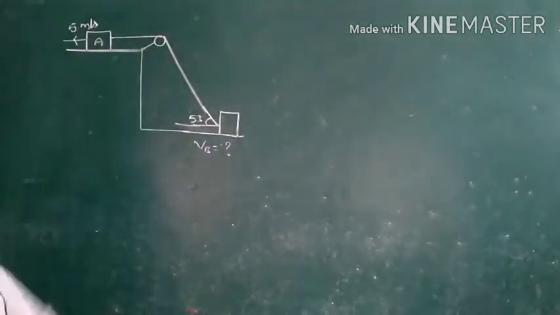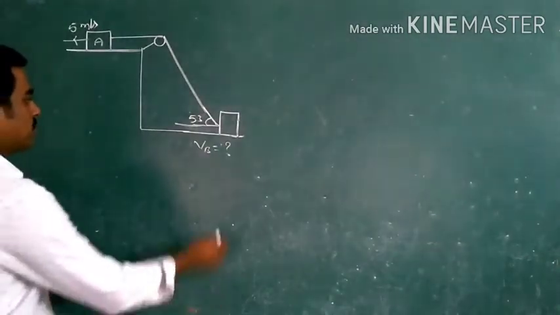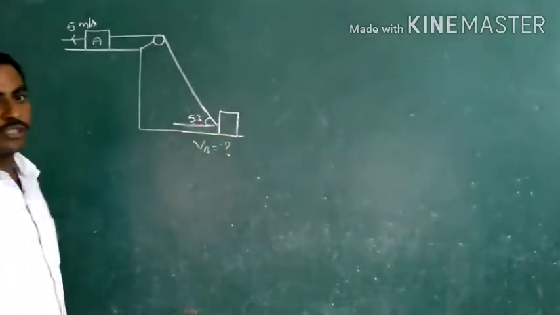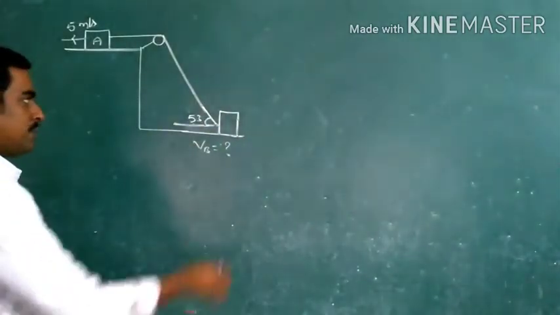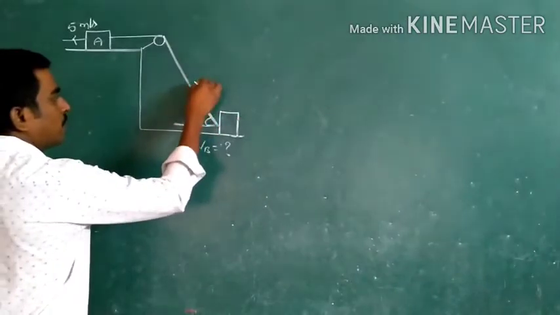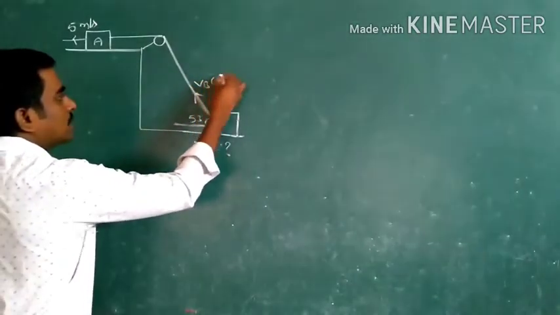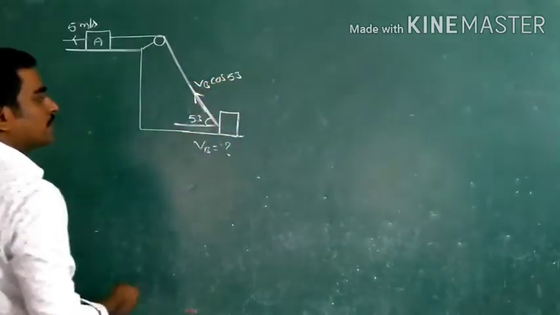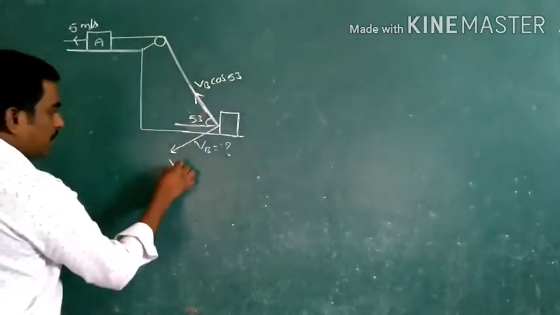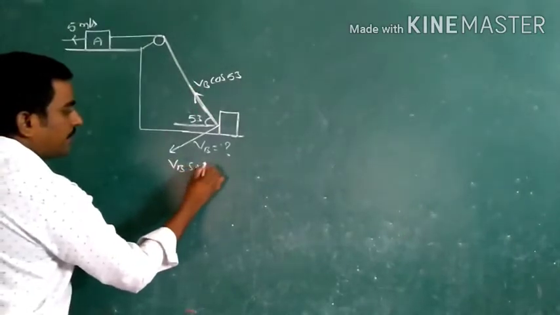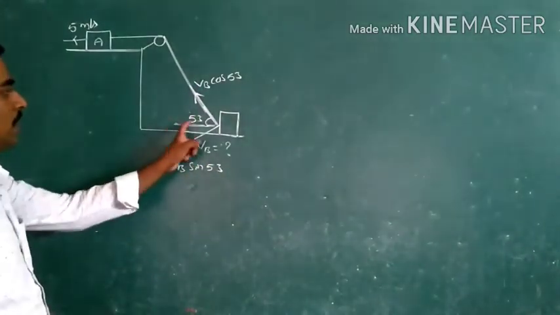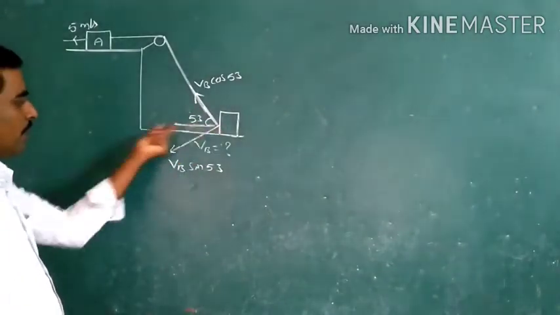Now we need to calculate here. In this condition, this velocity is nothing but velocity vB. This can resolve into two components. One component is along the direction of the string, so vB cos 53 degrees, and one more component, the perpendicular component, is vB sin 53 degrees.